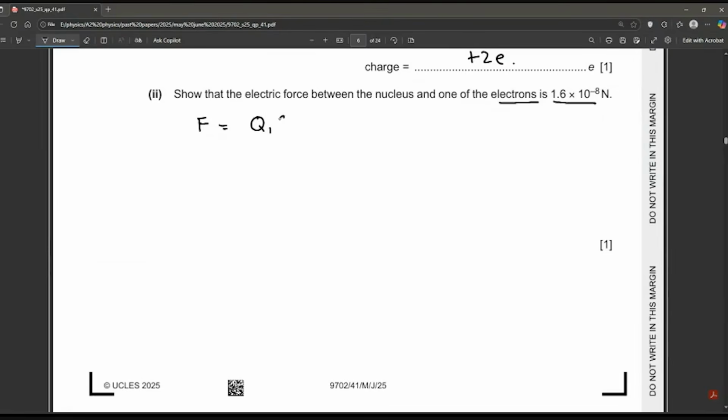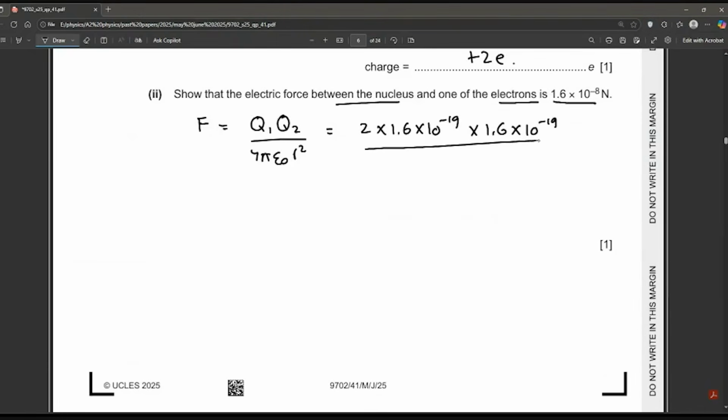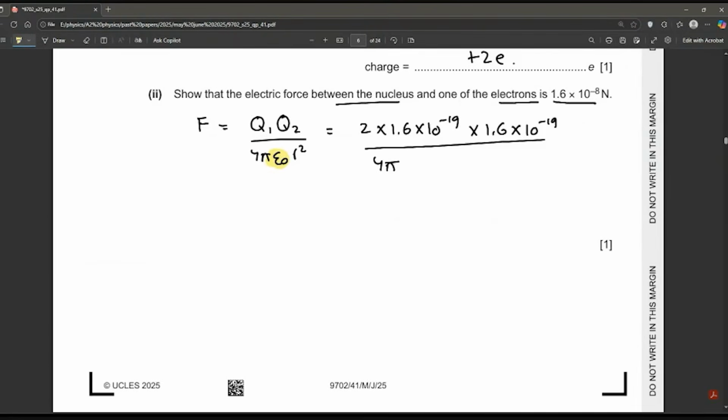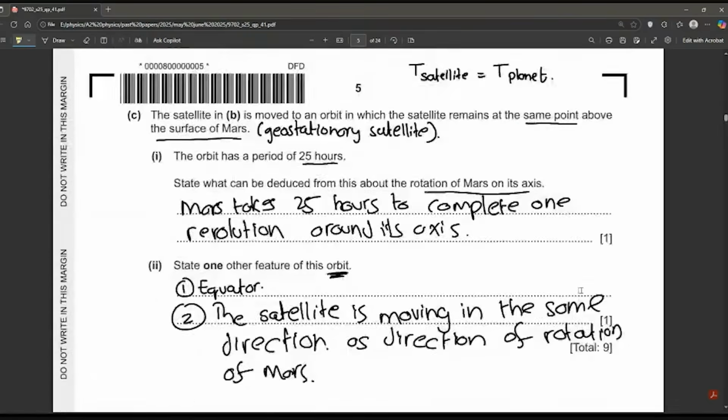Q1 Q2 divided by 4 pi E naught R square. What is Q1? What is the charge in the nucleus? 2 times 1.6 into 10 raised to the power of minus 19. What is the charge of electron? 1.6 into 10 raised to the power of minus 19. Divided by 4 pi. What is the value of this little cute constant? What is the value of E naught?